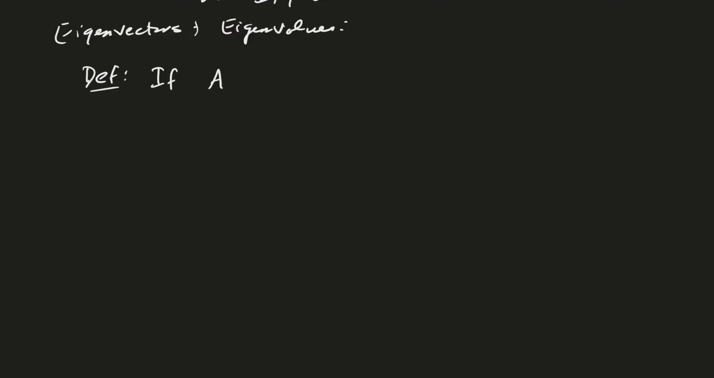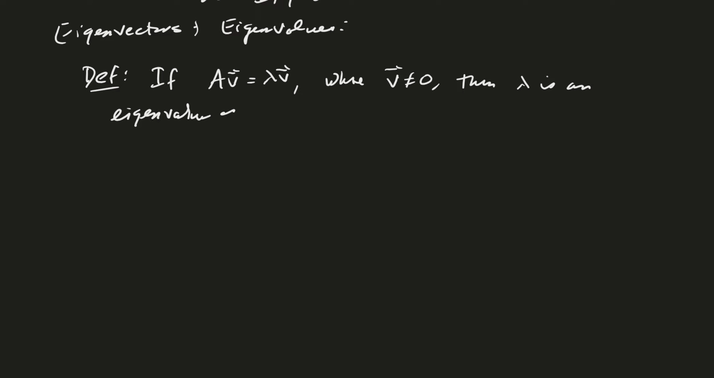If A times v is equal to lambda times v, where v is not equal to 0, then lambda is an eigenvalue of A, and v, you can think of v as kind of a corresponding eigenvector. Now it's important that v is not the 0 vector, right?